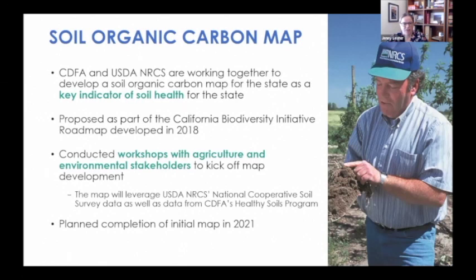Another thing we're launching in partnership with the work that we're doing on our Cal State Biodiversity Initiative is a soil organic carbon map. So just last week, in partnership with the department, with the USDA NRCS, we did a couple of just preliminary workshops to start to hear from our stakeholders about, as we develop a soil carbon map, what are the components that we should add? How should we be testing soil? What kind of data should we be collecting? And so we're just beginning that, and we'll have a planned completion of that initial map in the middle of 2021.